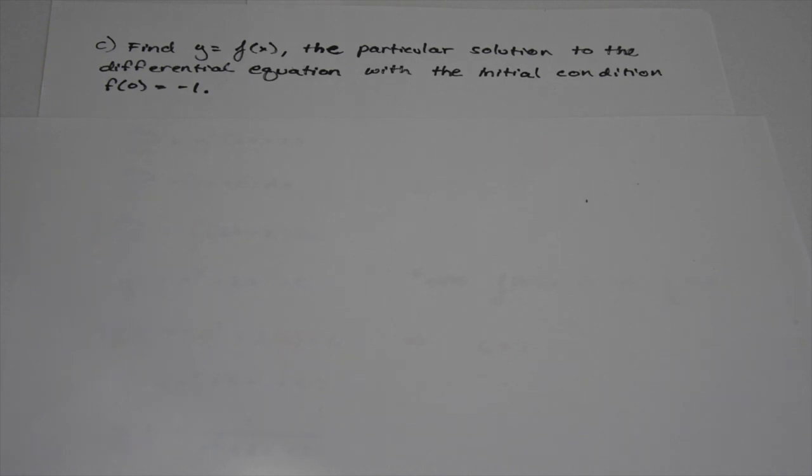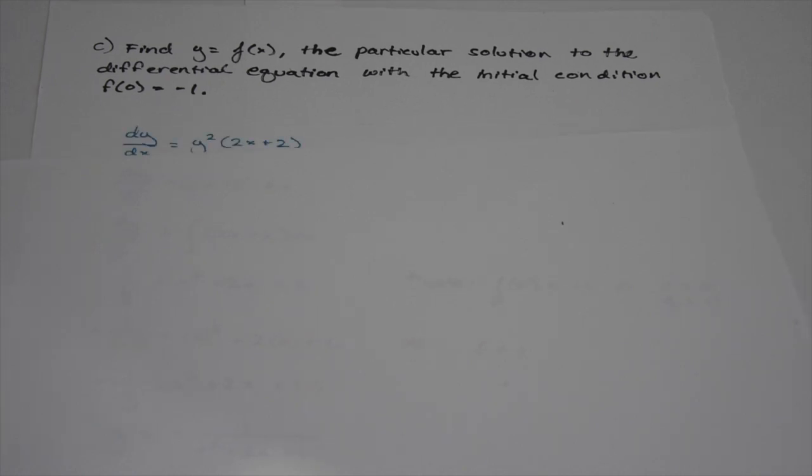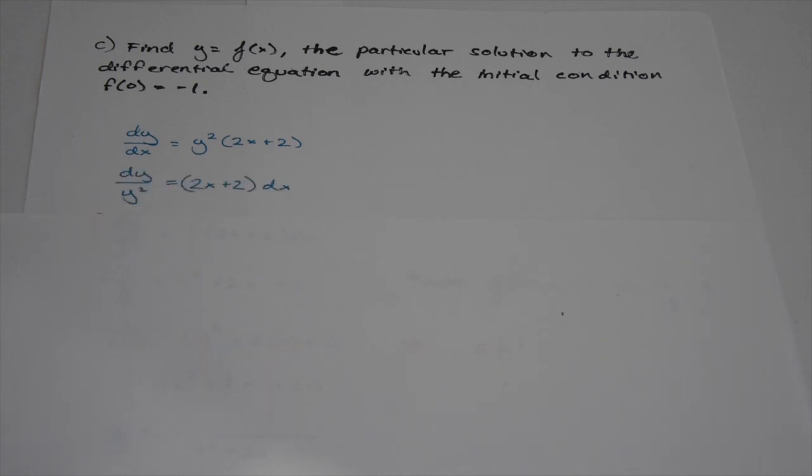So, in part C, we're finding y equals f of x, which is the particular solution to the differential equation with the initial condition f of 0 is equal to -1. So, we know that dy over dx is equal to y squared times, all in parentheses, 2x plus 2. Now, if we isolate the variables and get y's with all the dy's and x's with all the dx's, we can simplify to get this. dy over y squared equals 2x plus 2, all in parentheses, times dx.